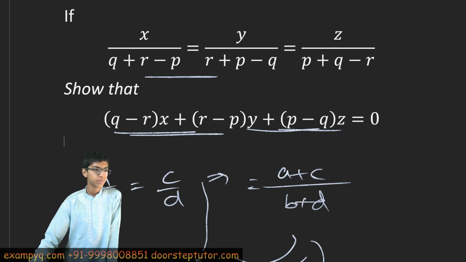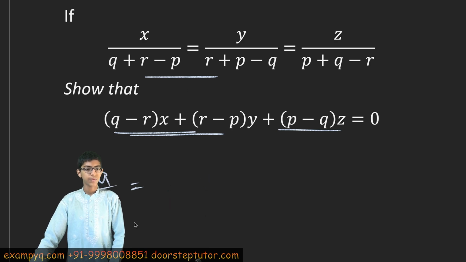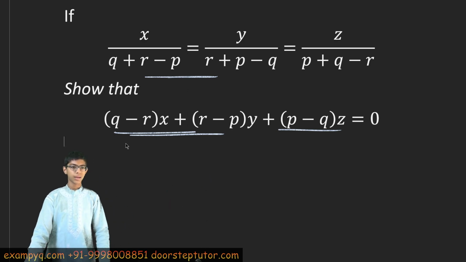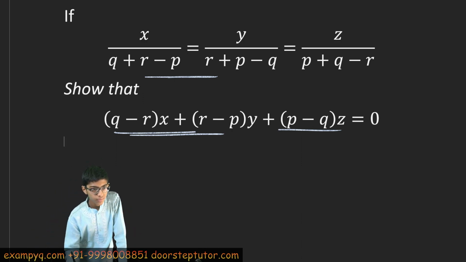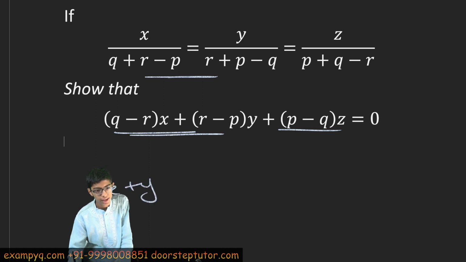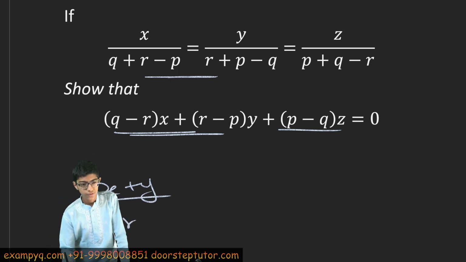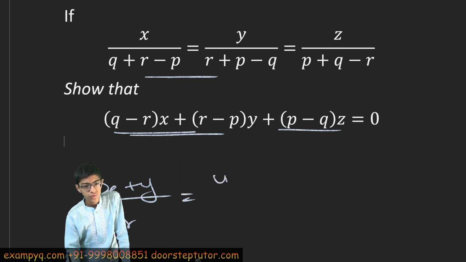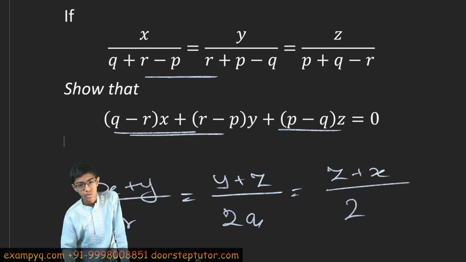We have the following data. First we will have to convert each of them into a 2 numerator 1 denominator system. That is, first we will add the first two, that is x plus y upon this, these would cancel each other and we will have 2r. So you see there are 2 numerators and 1 denominator. That's always easier. Equals y plus z upon 2q equals z plus x upon 2p.